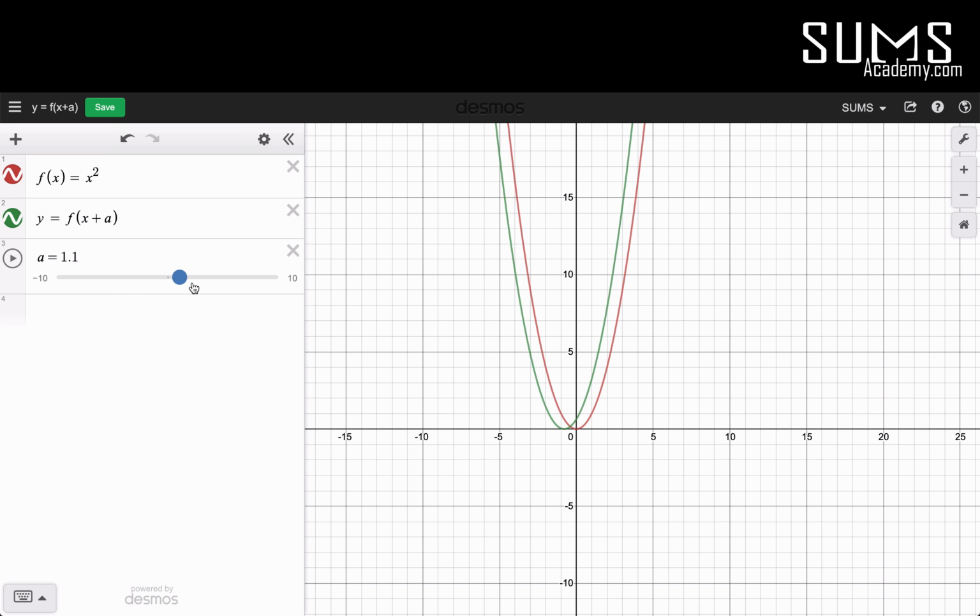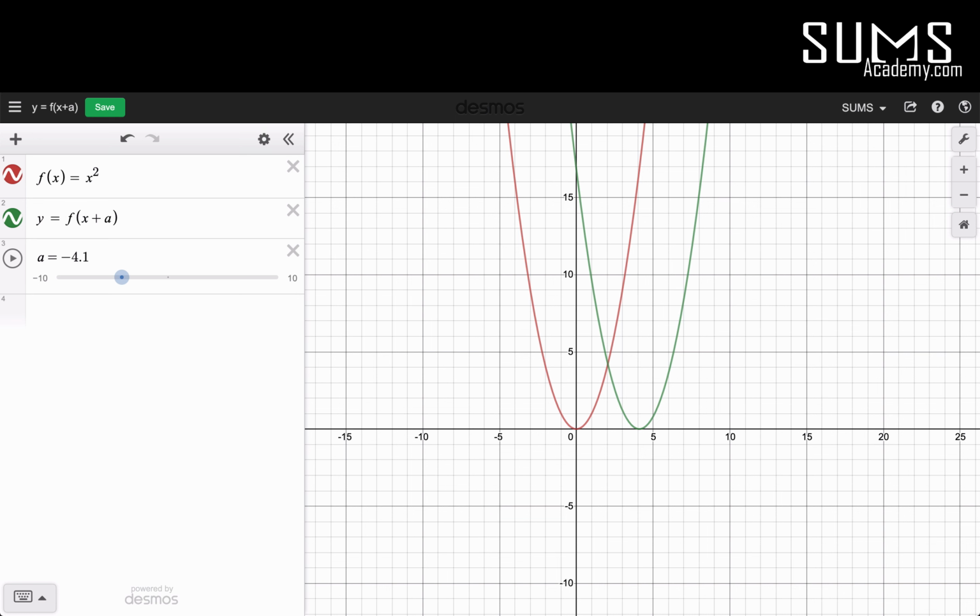If you're really interested, I'll attach a link for the reason why, but most people are just happy with memorizing that plussing is to the left, and to the right is minusing. So this is inside the f of x bracket.